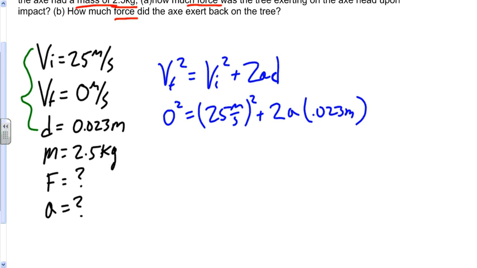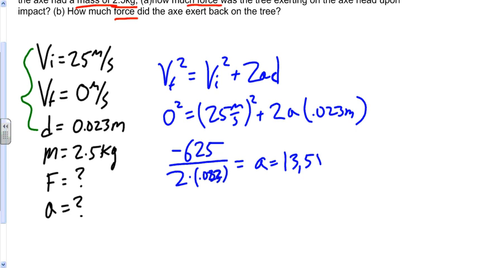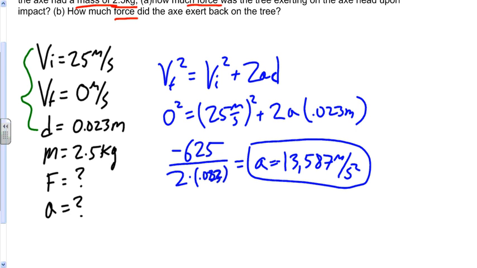Going and solving for a, I'm going to square my 25 and subtract it over. So squaring 25, I get 625. And then I'm going to divide by 2 times my 0.023 meters. And I get an acceleration of about 13,587 meters per second squared. So that is a fast acceleration. And it is a negative acceleration because it's decelerating the axe.